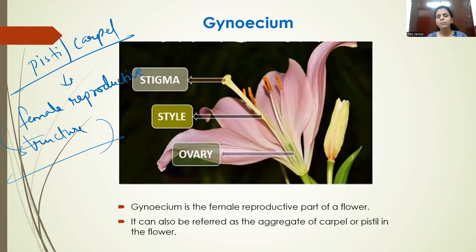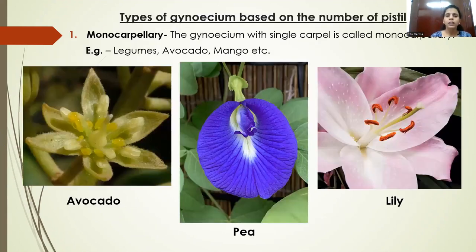Now gynoecium refers to the aggregate of all pistils present in any particular flower. For example, if there are 5 pistils present in a flower, all these 5 pistils together are known as gynoecium. So all the pistils or carpels present in a particular flower collectively form the gynoecium. So we can also say that gynoecium refers to the female reproductive part or structure of the flower.